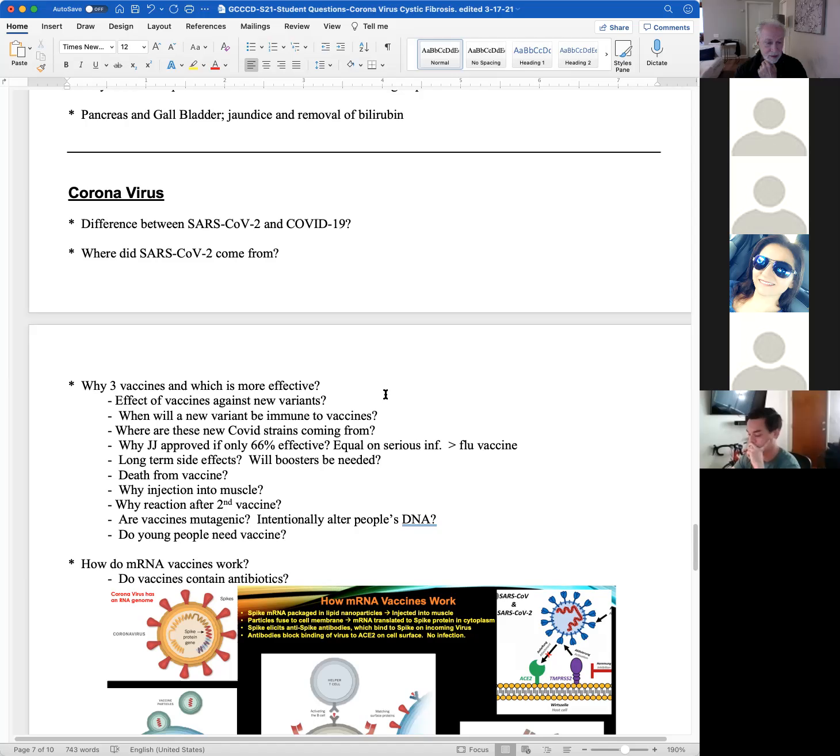Long-term side effects and will boosters be needed? Don't know. And the reason for that is this is a new disease in humans. It's only been with us a year, and we have not had enough time to determine the long-term effects or whether booster vaccines will be needed to maintain immunity to the virus.